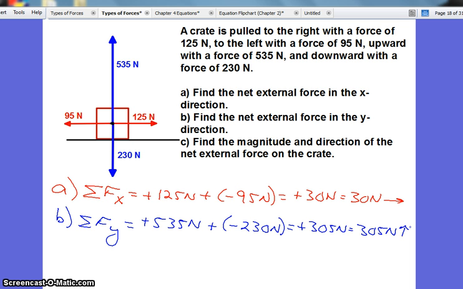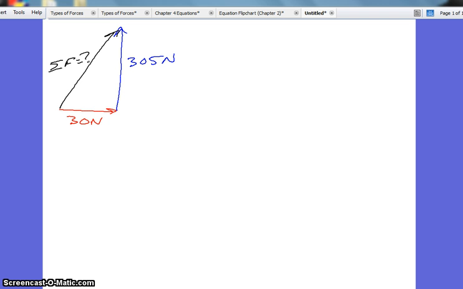Now for letter C, what we're going to do is very much like the vector addition we did with displacements. We have the total force to the right, and we have the total force up. And we're going to make a right triangle out of that and find the hypotenuse and the angle. So I'm going to go to a new chart here. And we have a total of 30 newtons to the right, and a total of 305 newtons up. Draw them somewhat to scale. We want to find the hypotenuse, which is our overall total force, and our angle as well.